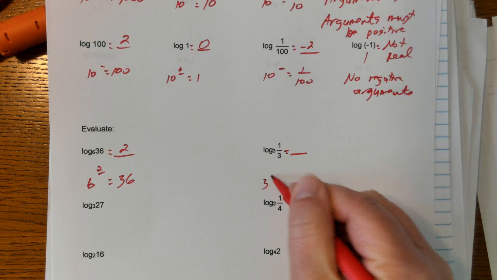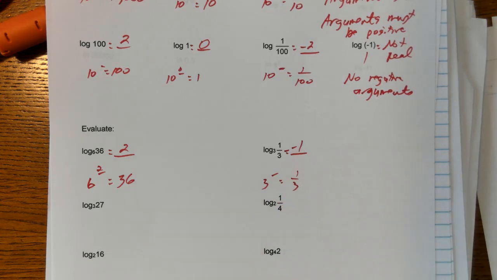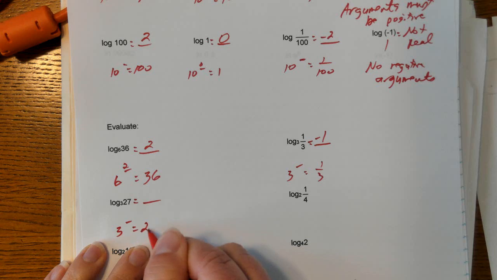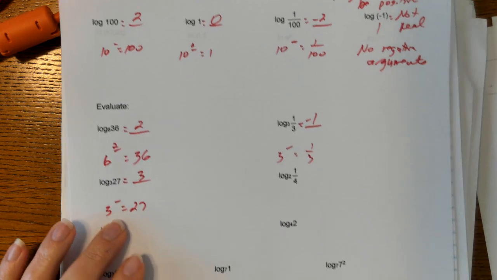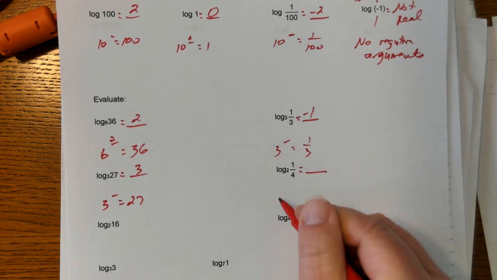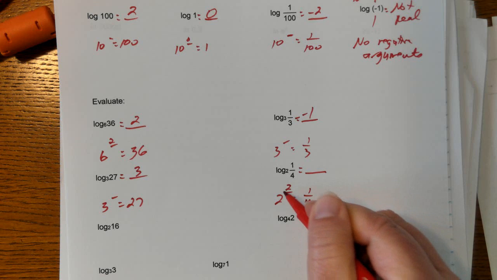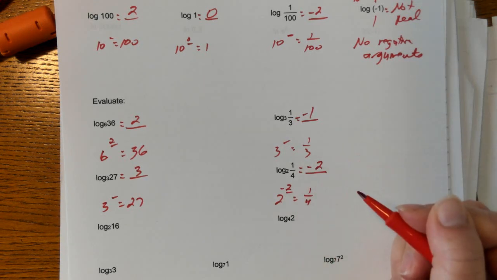Next one here, 3 to the something equals 1/3. Well, I need to send the 3 down to the bottom, so I bet that exponent's a -1. 3 to the something has to be 27. I know that's 3. 3 times 3 is 9, times another 3 is 27. 2 to the something equals 1/4. Well, I know 2 squared would make 4, and I need a negative to send it to the bottom. So log base 2 of 1/4 is -2.